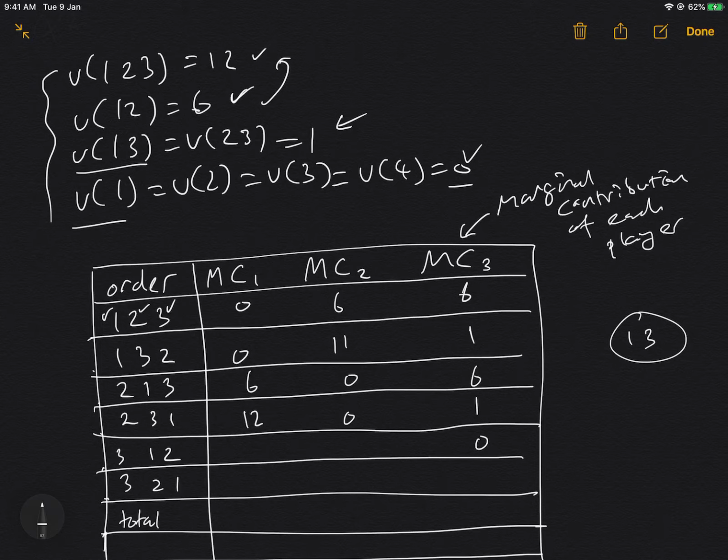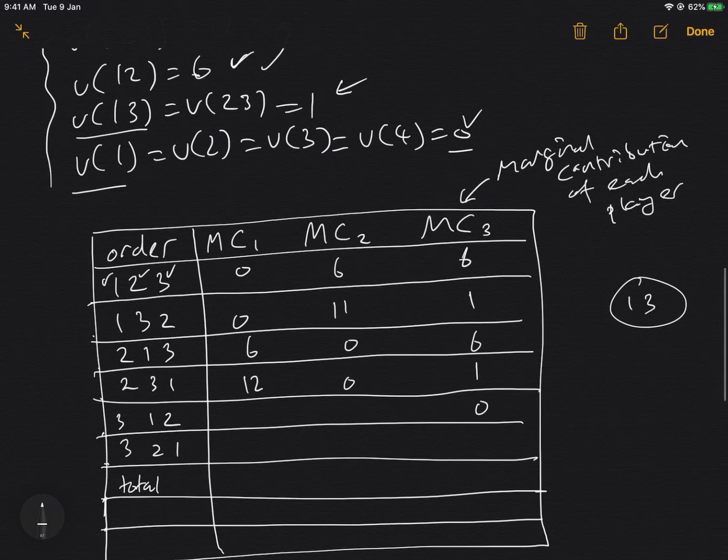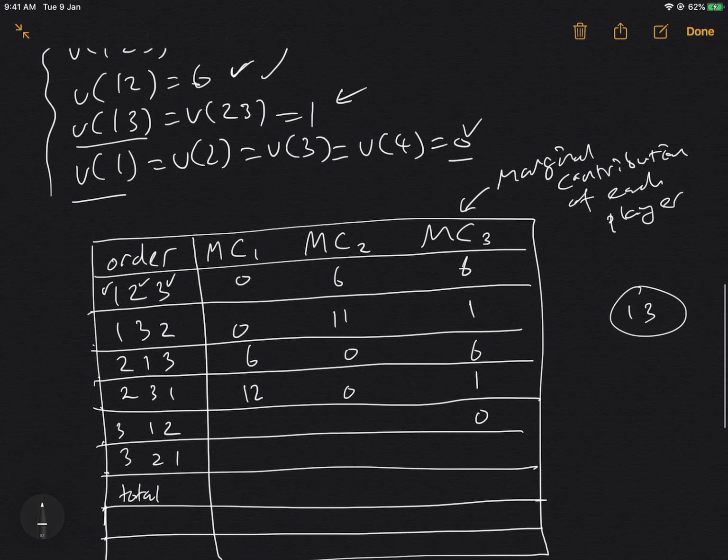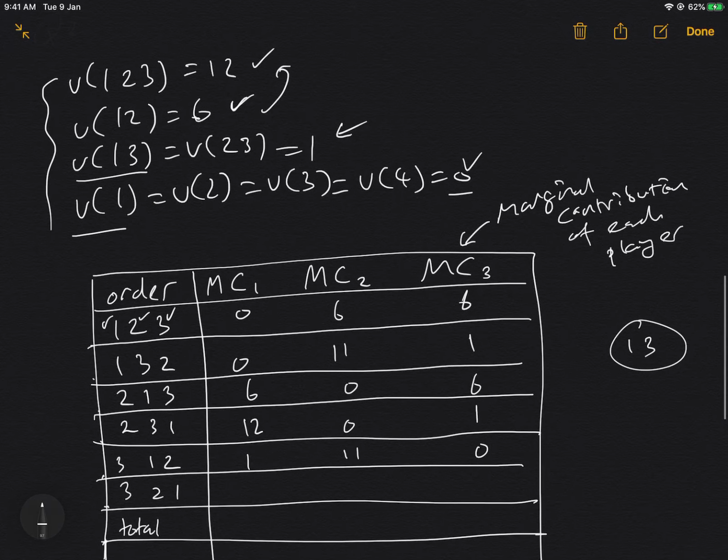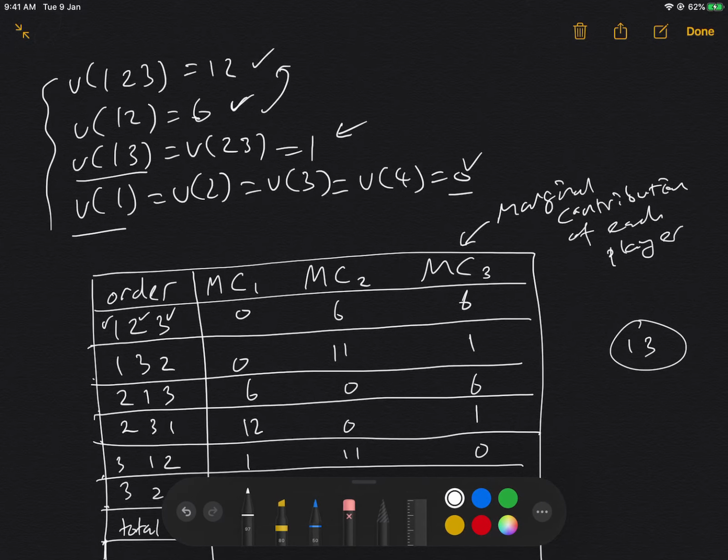We had player 3 at the start, it gives 0. Player 1 gives also player 1 and 3, that's 1. Player 2, that gives 1, 2, 3, so 11. Oh, made a mistake.